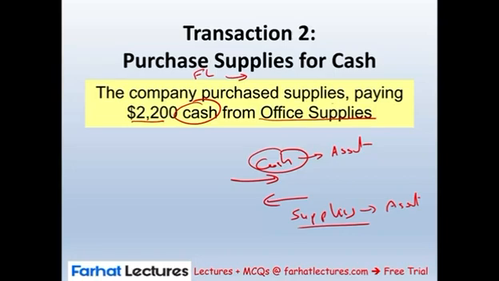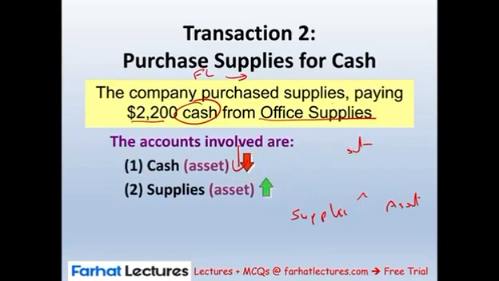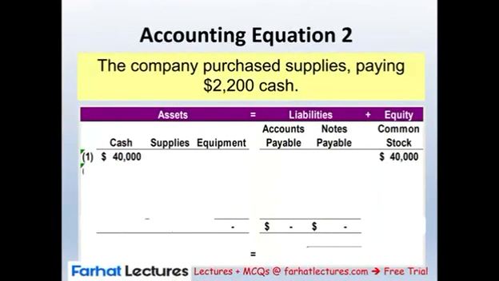What happened to my cash account? It went down. What happened to my supplies? I purchased more supplies, so supplies went up. Therefore, cash went down and supplies went up. This is what happened in this transaction. Let me show you what it would look like under the accounting equation: cash will go down, supplies will go up.